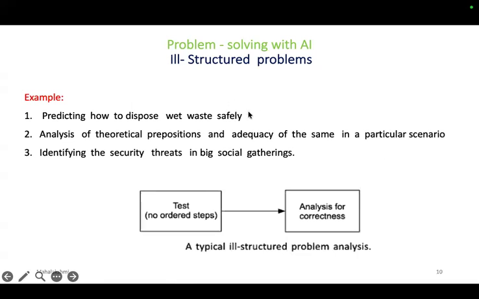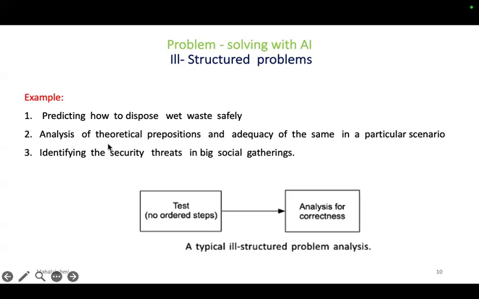Next, ill-structured problems. An ill-structured problem is the opposite of a structured problem. There can be more than one correct answer, depending on the perspective, the situation and scenario, and the person. The correctness of the result could vary, and all of them will be accepted answers. These kinds of problems are known as ill-structured problems, and they do not follow a structured, step-by-step manner of solving.